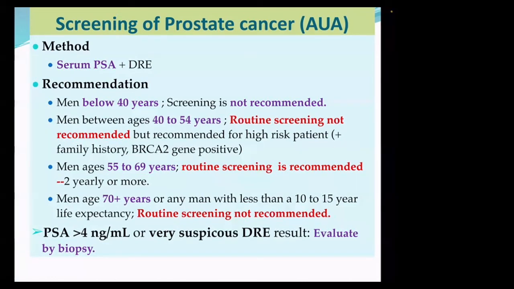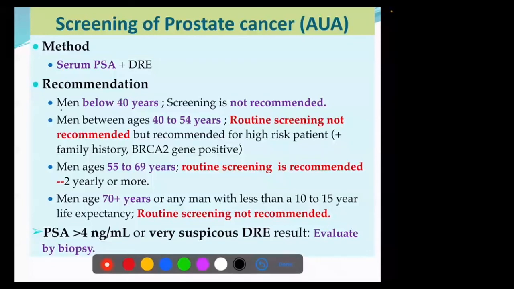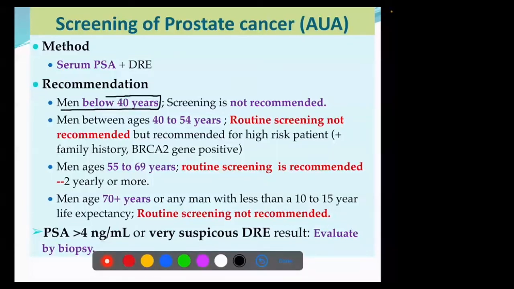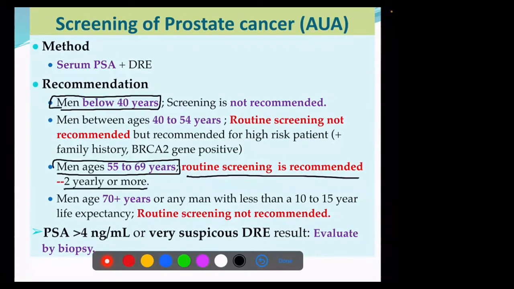AUA means American Urological Association guideline, where it says that if the man is below 40 years, there is no need to do any screening, no need at all. If the man is from 55 to 69 years, then always routinely do screening every 2 yearly. What to do? Same, DRE and PSA. What about the age group between 40 to 54?